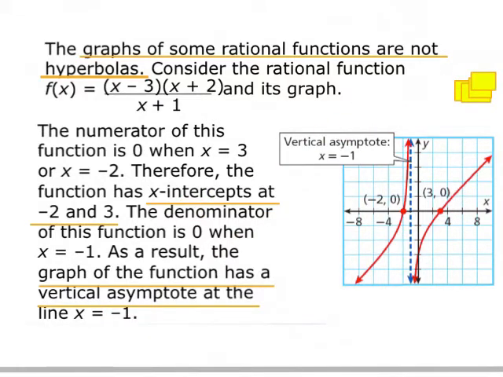Let's go ahead and uncover that, and there's my asymptote. In a nutshell, if I want to find where it crosses the x-axis, I set each factor of the top equal to 0 and solve for x. And if I want to find where the asymptote is, I set each factor of the denominator equal to 0 and solve.